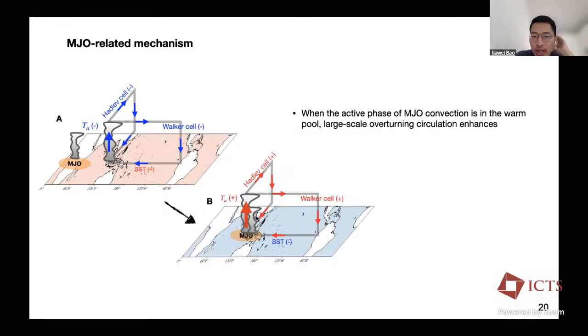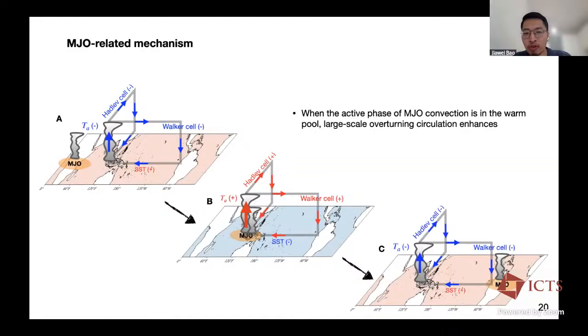When the location of the MJO convection overlaps with the background convection in the Maritime Continent, this leads to enhanced convective activities, and in the meantime there will also be enhanced circulation. Enhanced convection leads to the warming of the atmosphere, whereas enhanced circulation leads to the cooling of the SST. But the MJO will move further eastward. Once the MJO moves away from the background convection, the convection and the circulation basically relax to the background state.